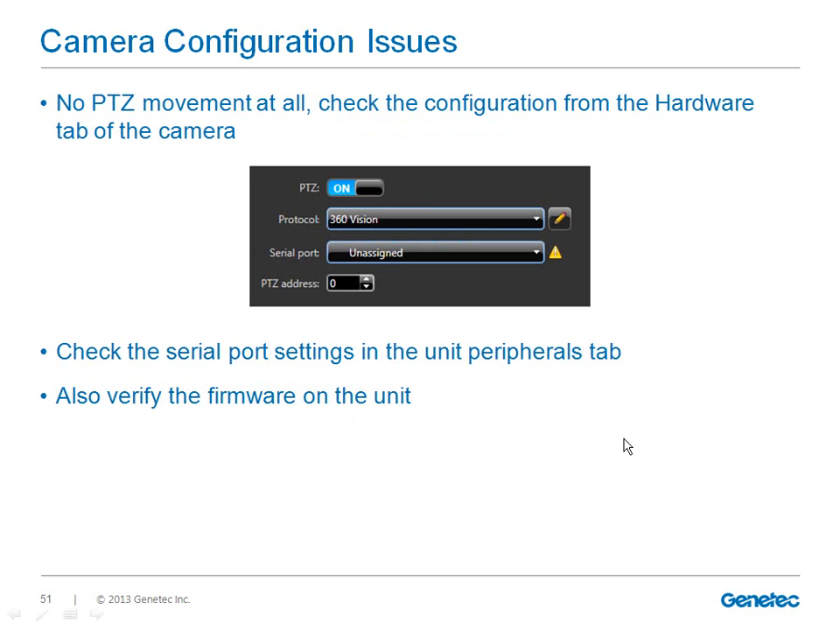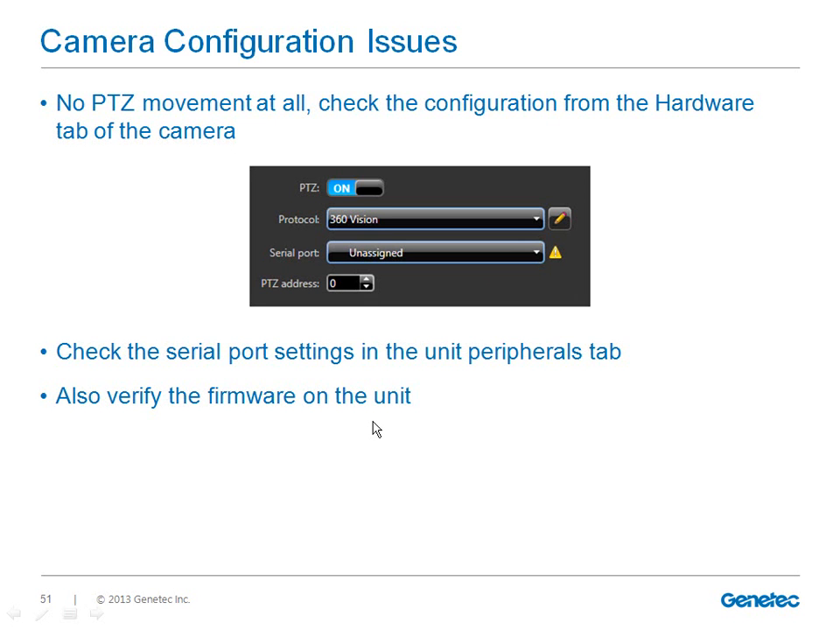In both cases, if the PTZ will not move from any Security Center input, we're going to want to check the PTZ settings, such as the protocol. If we're connecting an analog PTZ to an encoder, we need to make sure the correct serial port is selected, as well as the PTZ address. Take a look at the serial port settings on the unit from the Peripherals tab to make sure they match what is set on the PTZ.